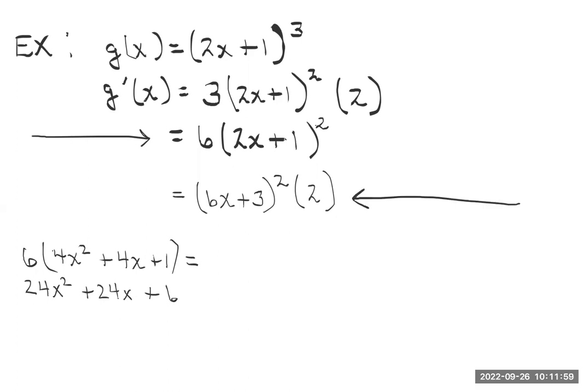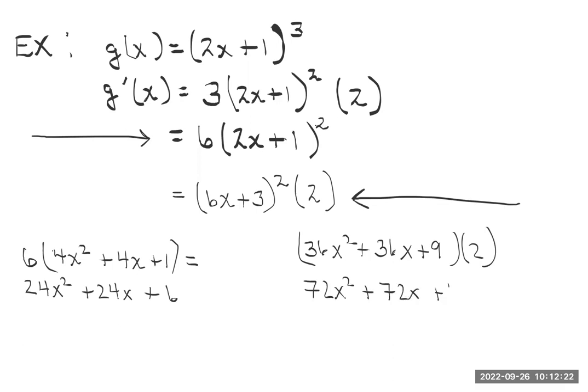Now look at this guy. Order of operations says exponent first. So I've got 36x squared, 36x, and 9 multiplied by this 2 out here, which is 72x squared, 72x, and 18. And unfortunately, that ain't that. So one of those things is wrong. Either my error on the left side guy or my error on the right side guy. One of those things I wasn't supposed to do.